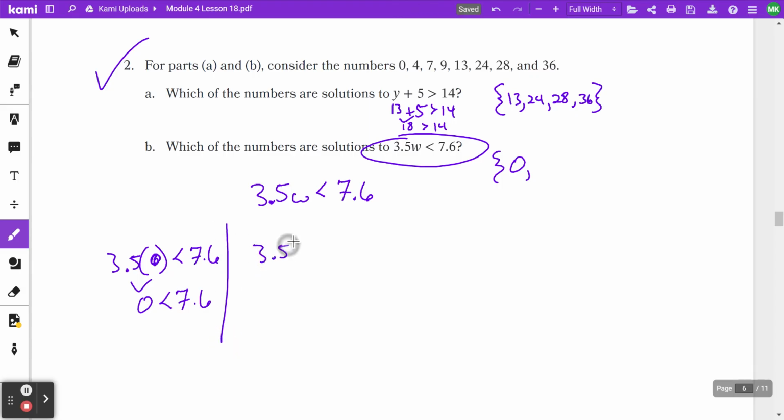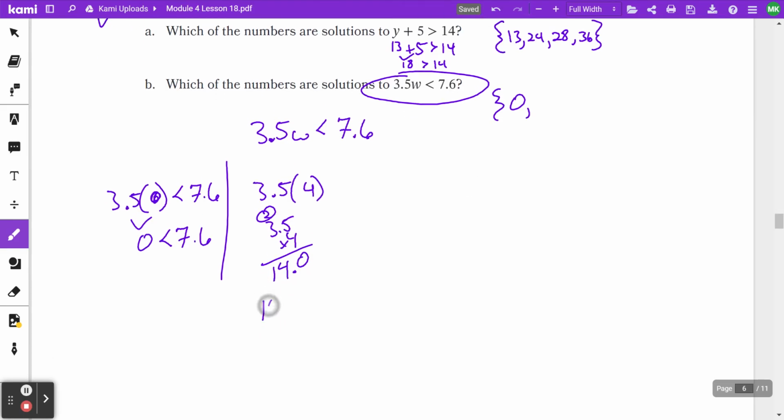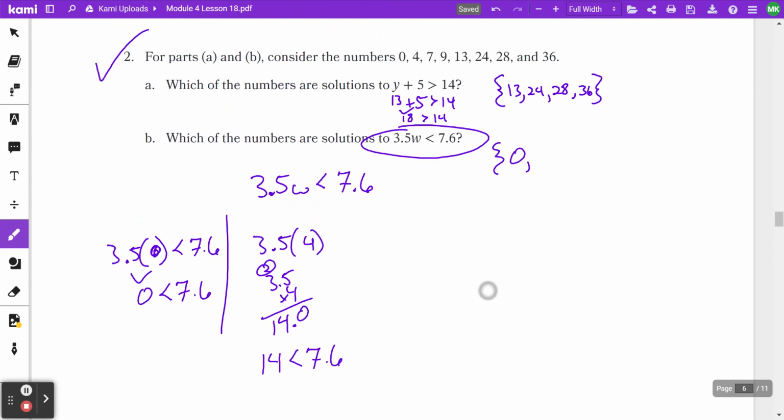Next one. What about a 3.5 times the 4, right? Well, 3.5 times 4, let's see, that's a 14 decimal there, right? So let's see, is 14 less than 7.6? Well, no. It's greater than it, so that doesn't count. And all the other guys, clearly, if I'm multiplying by a 3.5, are going to be greater than that 7.6. So guess what? 0 is the only number that actually qualifies for an answer there. Okay, and that's it.